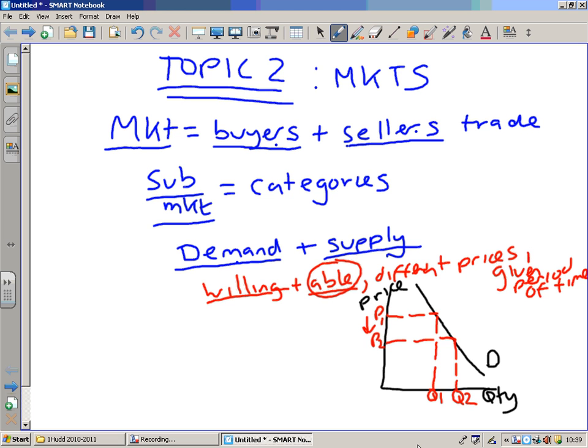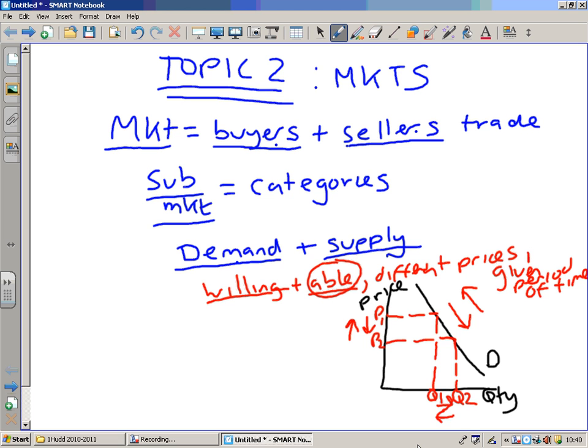If price falls to P2, demand will increase to Q2. This is what we call an extension in demand. As price falls, people are willing and able to buy more of the product. Let's look very quickly at the reverse of that. If this time price increased up to P1, so it went from P2 to P1, demand would fall from Q2 to Q1. This is what we call a contraction in demand.